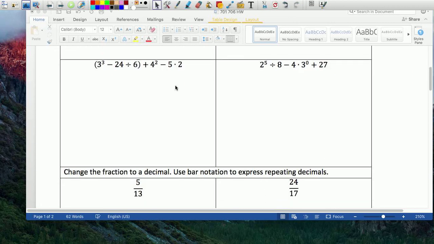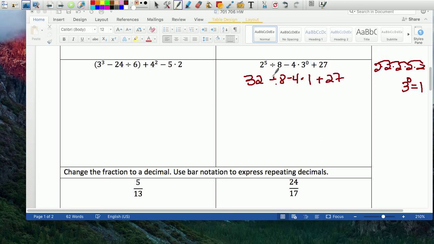Let's do a little bit longer. Let's do this one on the right first. 2 to the fifth, it's 2 times 2 times 2 times 2 times 2. 2 times 2 is 4, times 2 is 8, times 2 is 16, and times 2 again is 32. So all that becomes 32 divided by 8 minus 4 times 3 to the 0 power. Now 3 to the 0 power, I don't know if you remember, anything to the 0 power will be 1 times 1. So we're going to change the 3 to the 0 power to 1 plus 27.